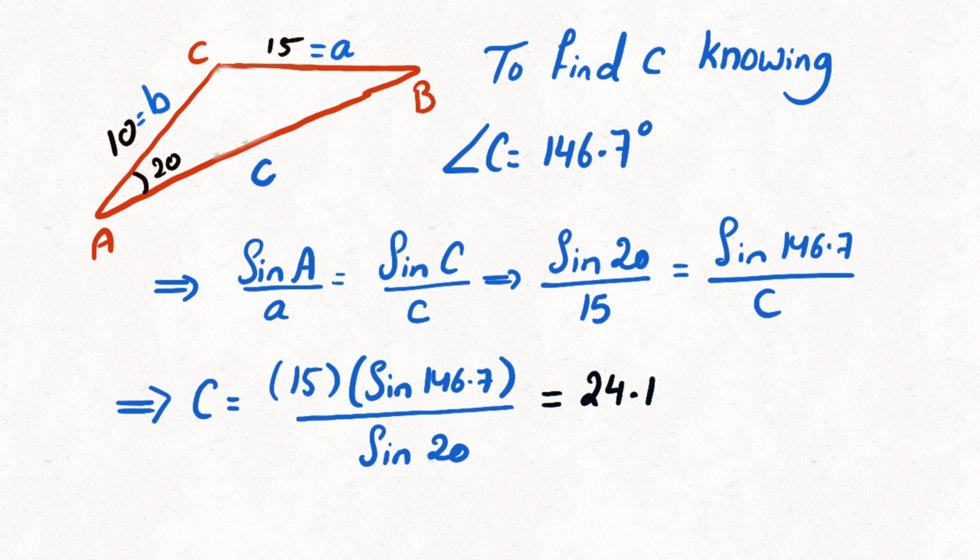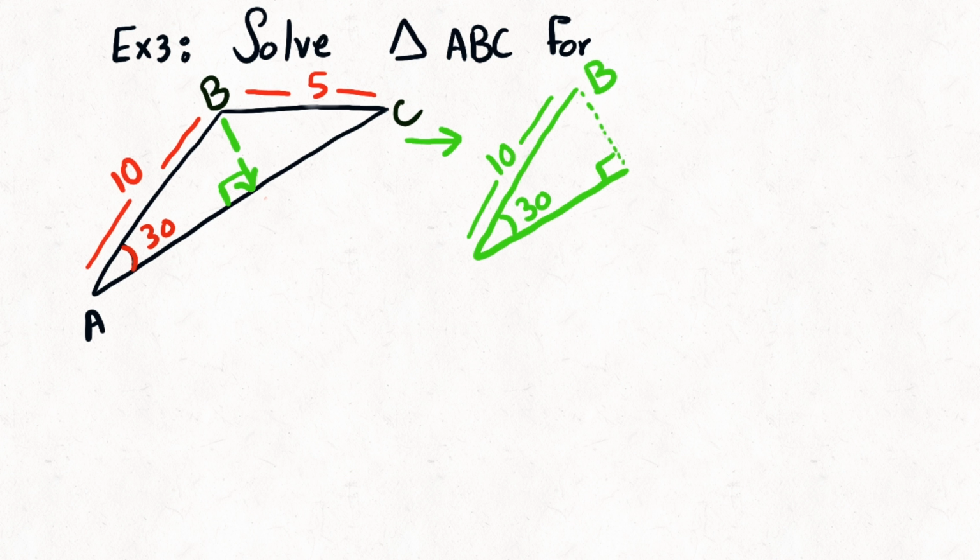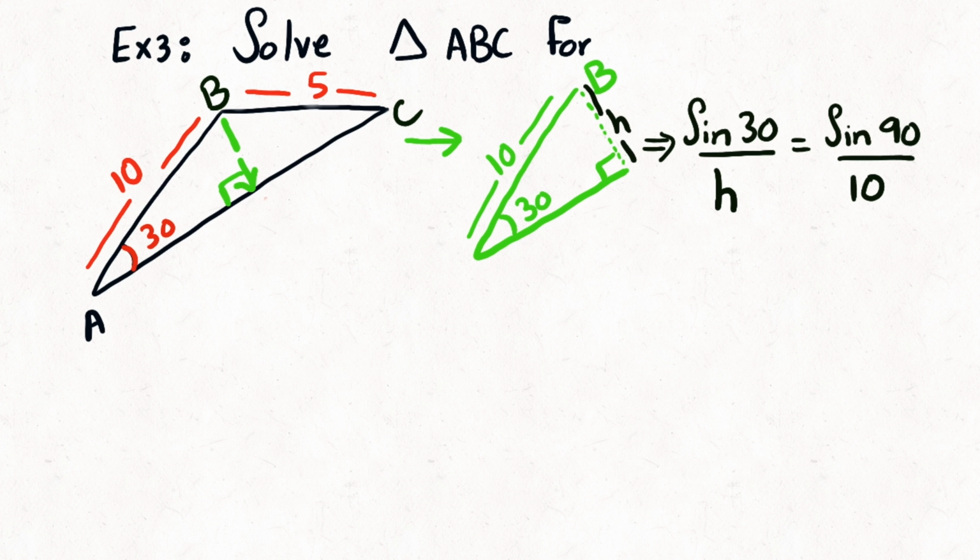We move to example number 3, and it is also talking about the SSA case. Here we drop the same vertical line from point B to the base AC, or the side small b. We take this part of the triangle and apply the law of sine to find the height H, or the altitude. You can use the calculator here.